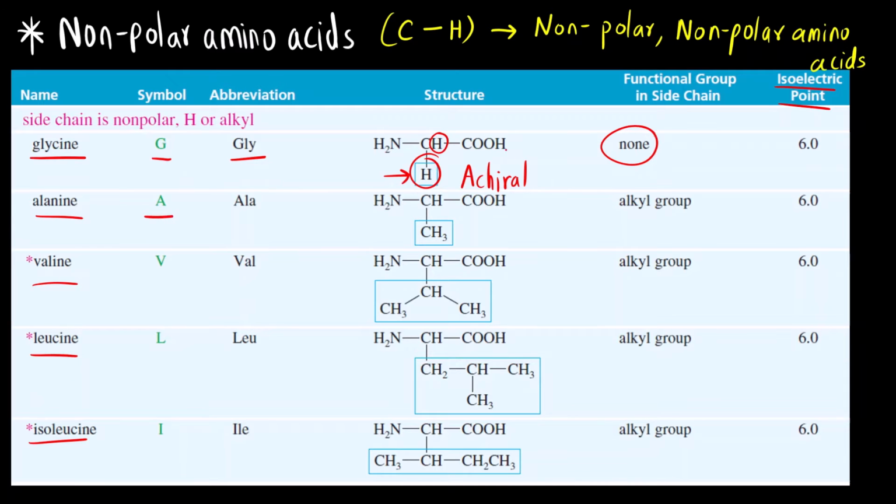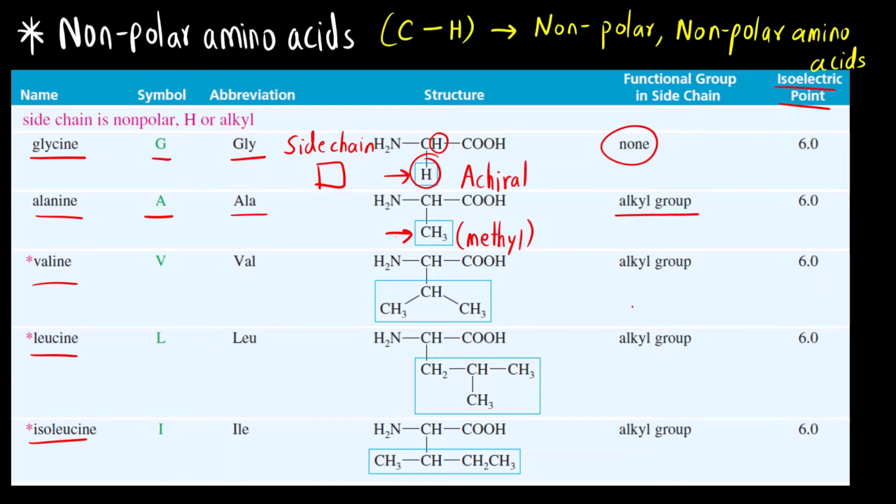Next is alanine. So you increase the size of the side chain. Whatever is written in the square box is nothing but the side chain. Okay, now from hydrogen you move on to methyl, 1 carbon. Okay, methyl, this is called alanine, and this is which functional group? This is methyl group.